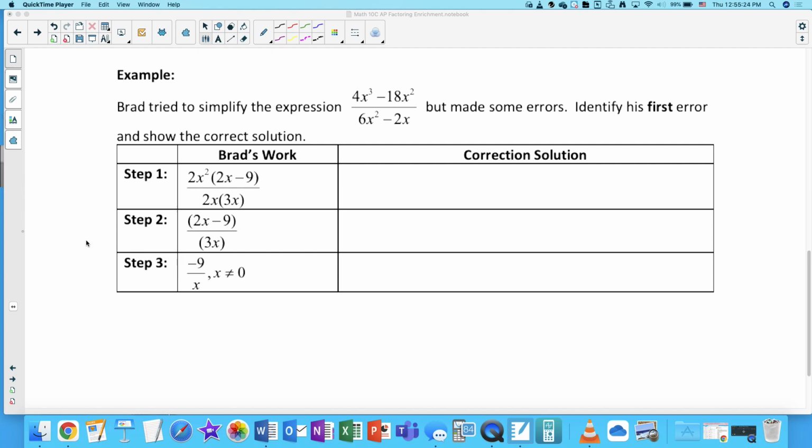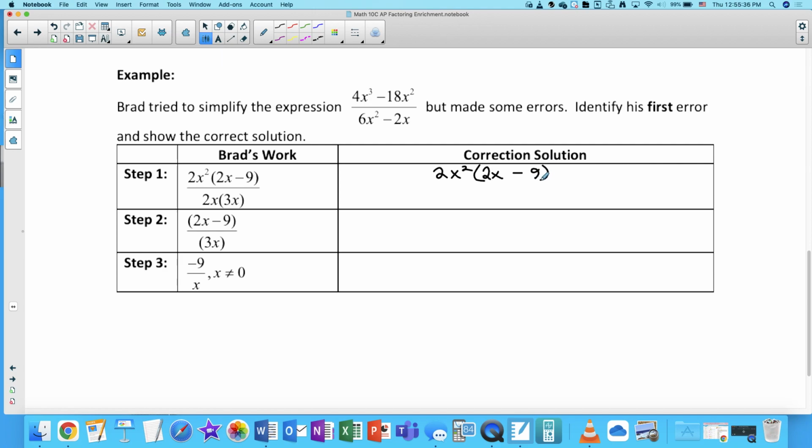So it looks like in the numerator there's a GCF of 2x squared. So I'm going to pull that out times 2x minus 9. And in the denominator, it looks like I've got a GCF of 2x. And I'm left with 3x minus 1.